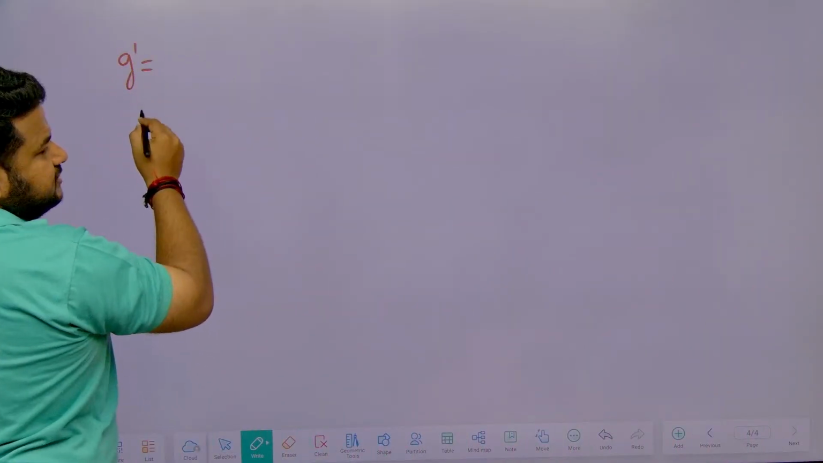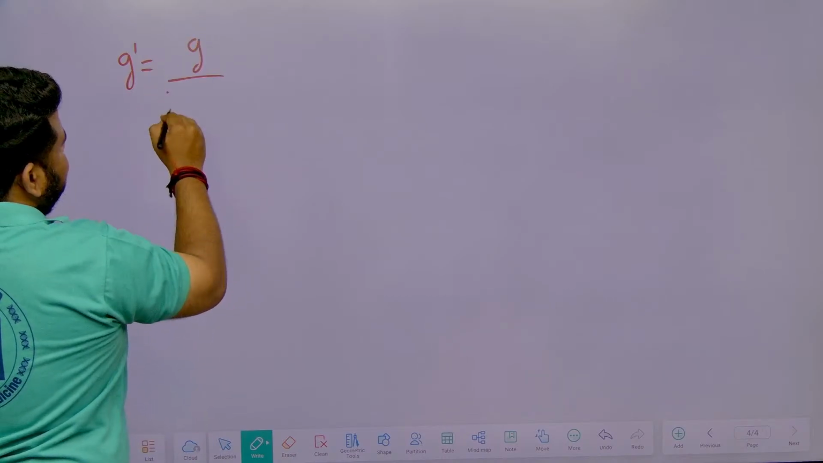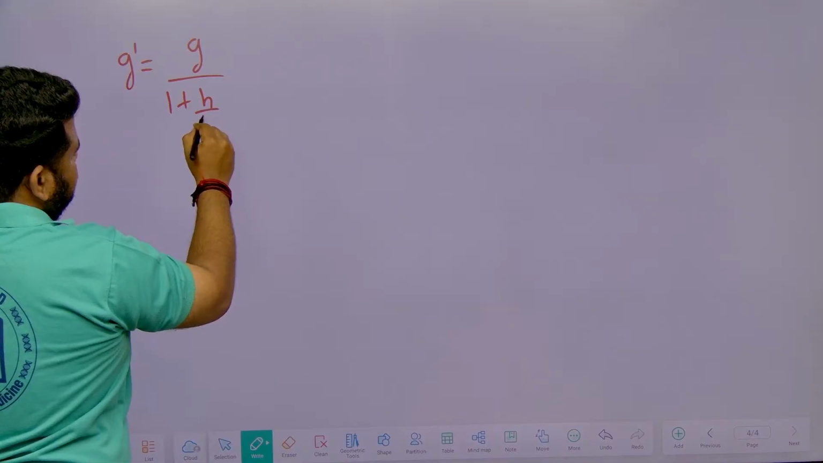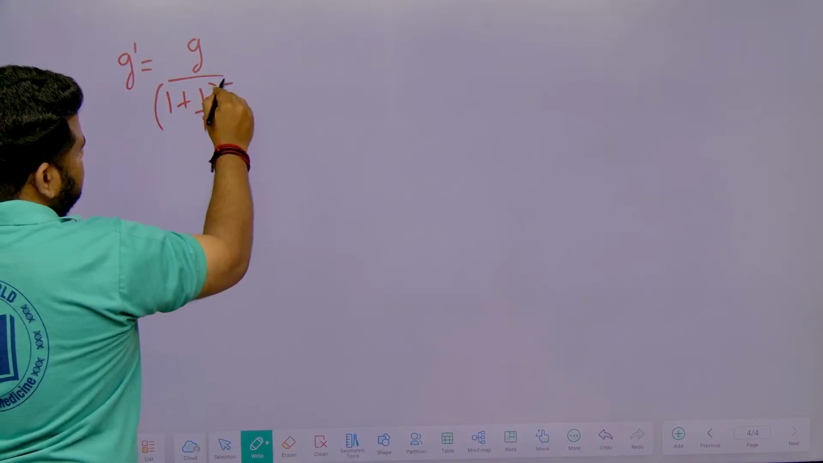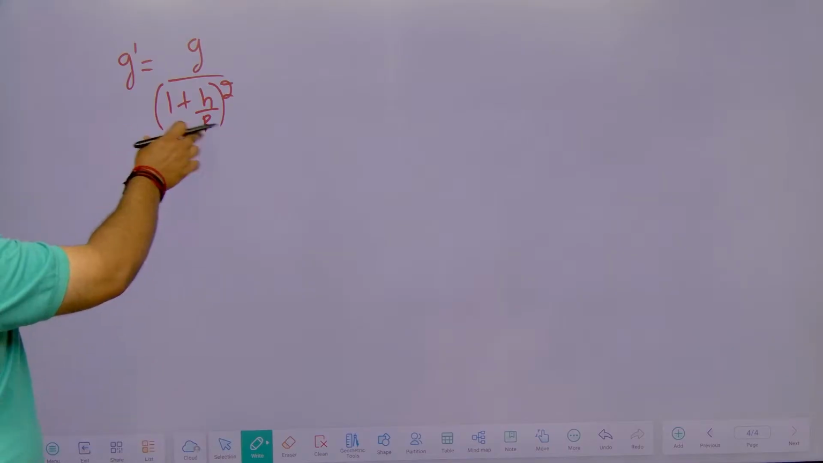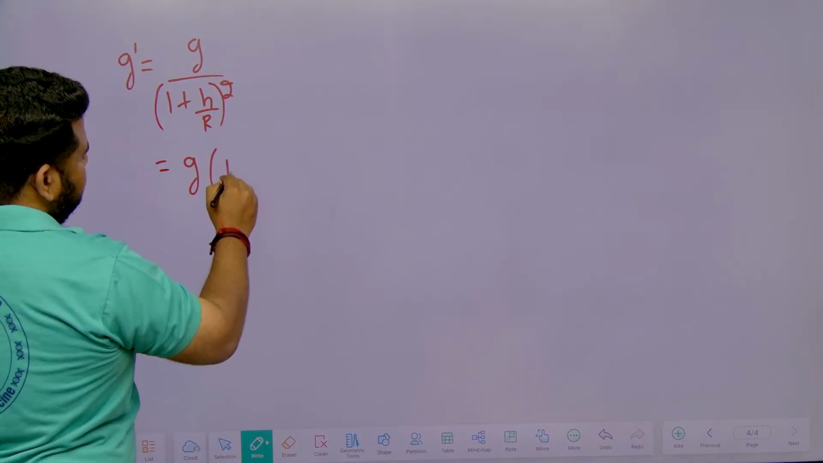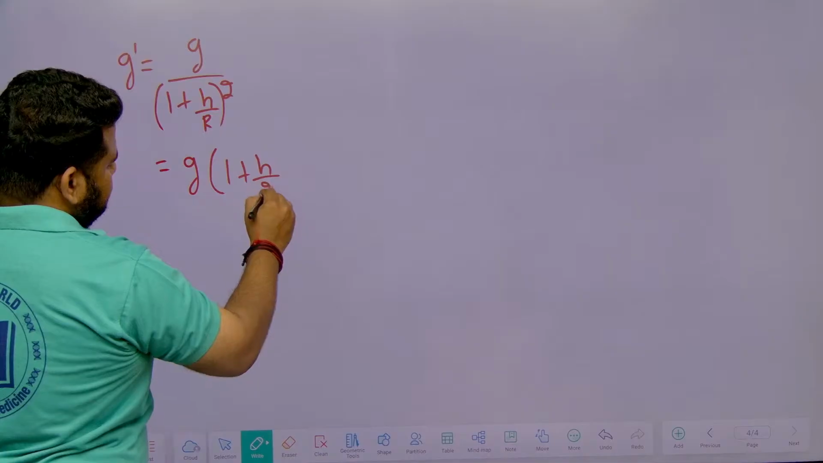Now, what is the formula that you have? G dash is equal to G by 1 plus H by R whole square. This is the formula that we have, correct? So by binomial approximation, what we used to do in the derivation, we will take it up. You can write this as G into 1 plus H by R.